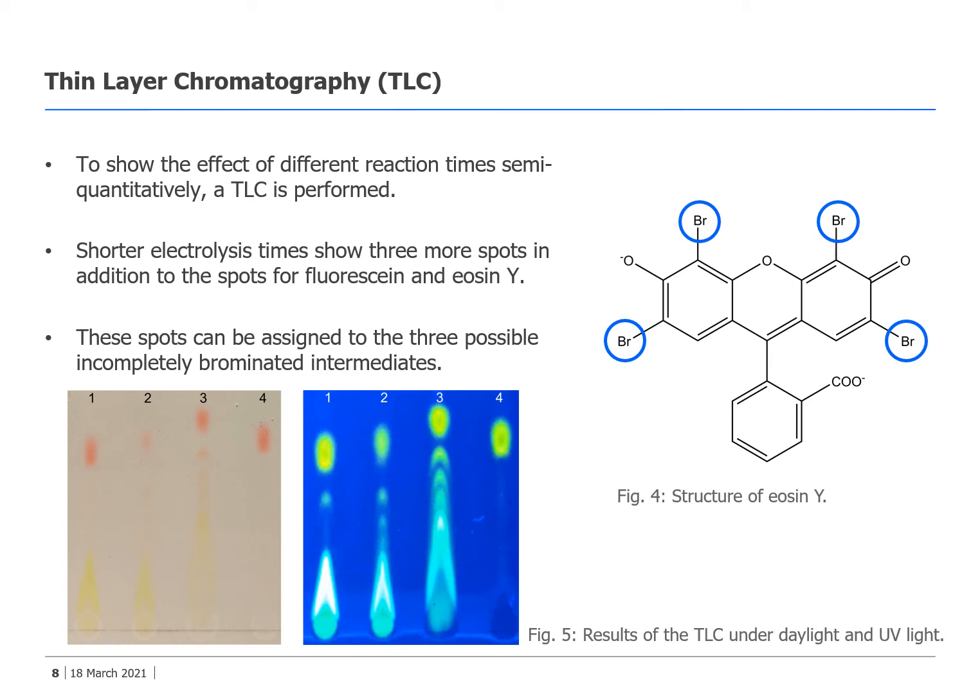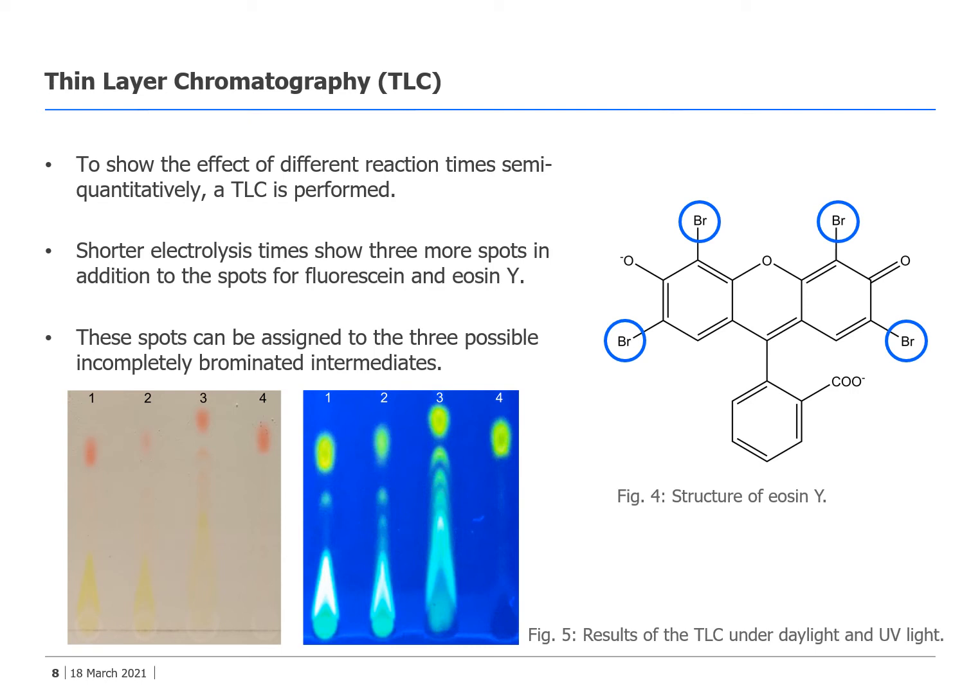The results of this TLC are shown in Figure 5 under both daylight and UV light. Sample 1 represents the reference solution with added commercial eosin Y, and samples 2 to 4 the respective different electrolysis times of 30 seconds, 1 minute and 2 minutes.